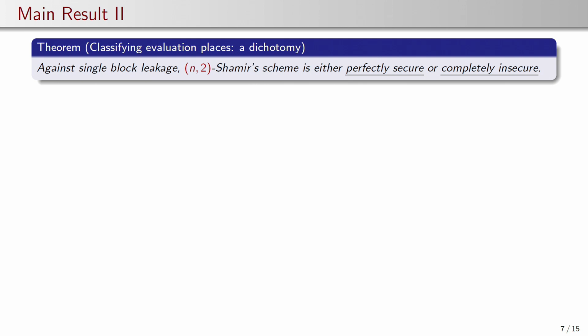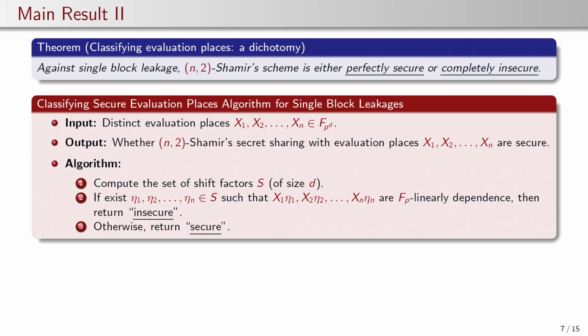So we consider single block leakage, as you saw in a few previous slides. And we show that there is a dichotomy. Shamir scheme is either perfectly secure or completely insecure. And there is no partial insecurity. When it is insecure, we can also construct an attack that has distinguishing advantage 1. And we also have an algorithm to classify which one is secure, and which one is not secure.